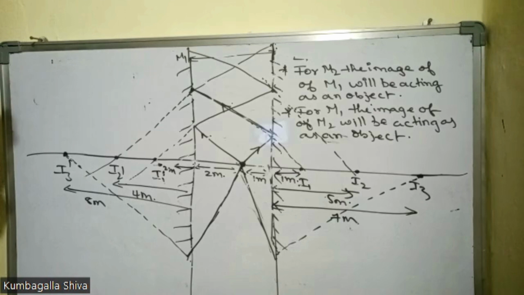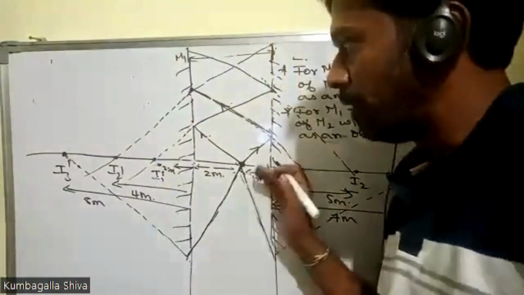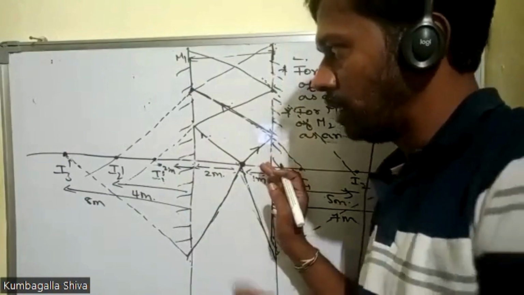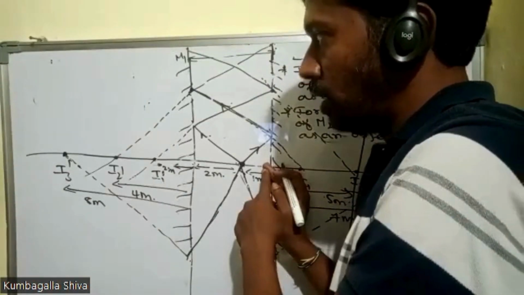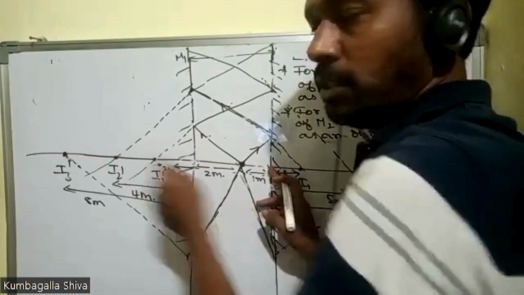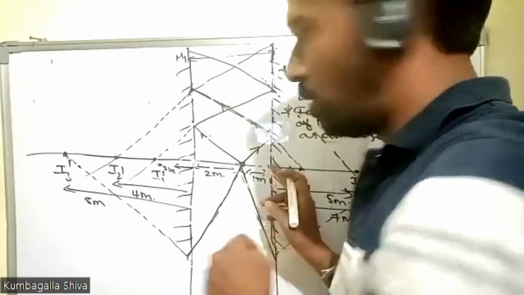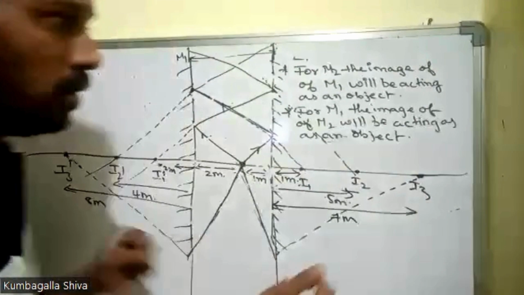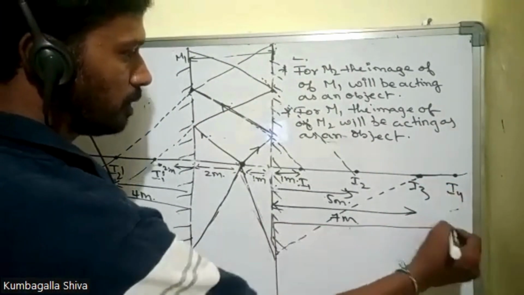And next, if I want I4, I'll shift to the M2 side and see the distance to the image of M1, which is 3 plus 8. How much? It is 11 meters. Yes, it is 11 meters. Now I get the I4 side as 11 meters.